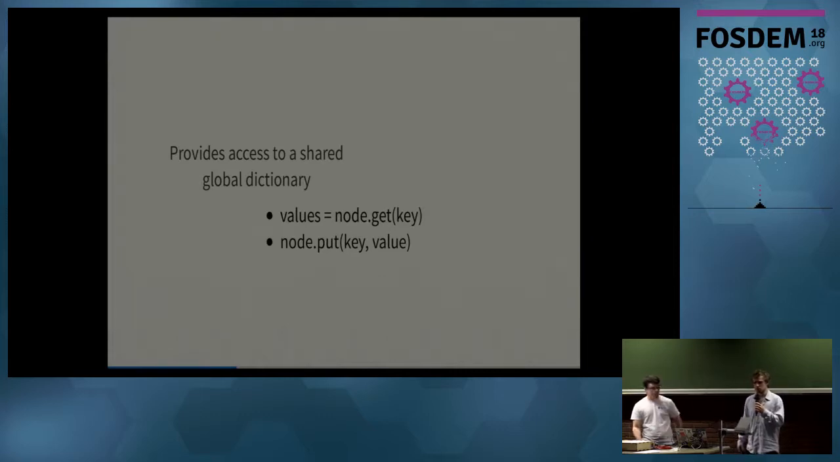The DHT, from the user perspective, provides access, as I mentioned, to a shared global dictionary. So it's key-value pairs, actually. You can have multiple values for the same key, so the structure is a multi-map. Like every map, there are two very basic operations you can do in it. You can retrieve values for a given key, or you can store a new value for a given key. These are the get and put operations.